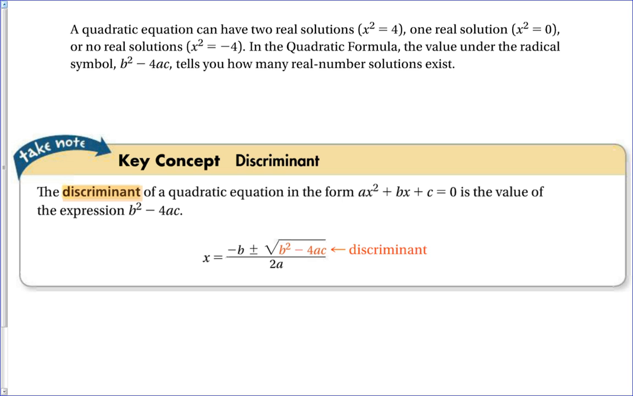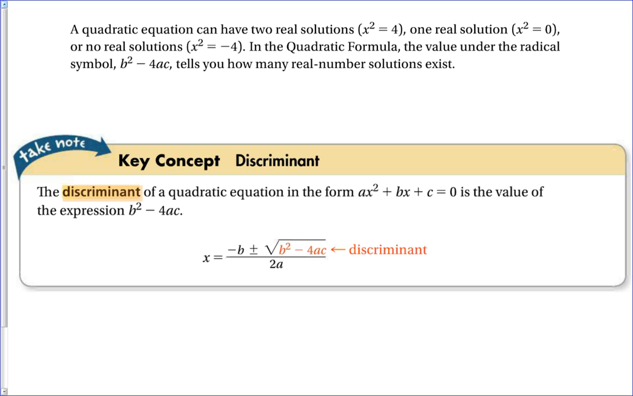It can have one real solution, such as x squared equals 0, meaning it only touches the x-axis at 0, it doesn't cross it. Since it touches, it's still considered a solution. Or no real solutions, such as x squared equals negative 4, because you cannot take the square root of a negative number. So in the quadratic formula, the value under the radical symbol, which is b squared minus 4ac, tells you how many real number solutions exist.